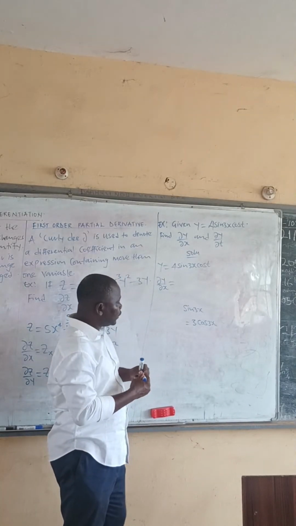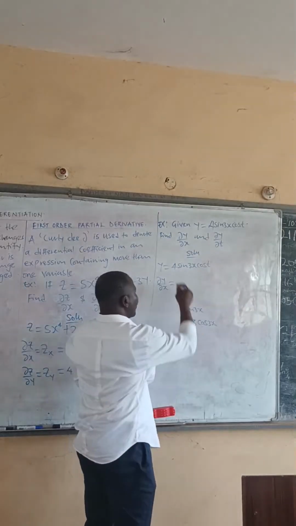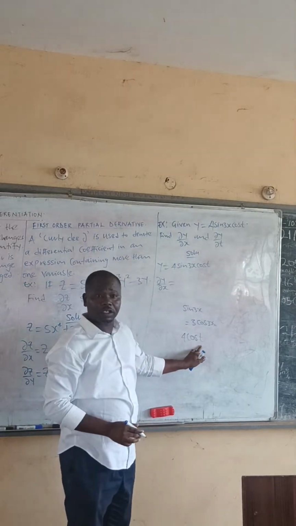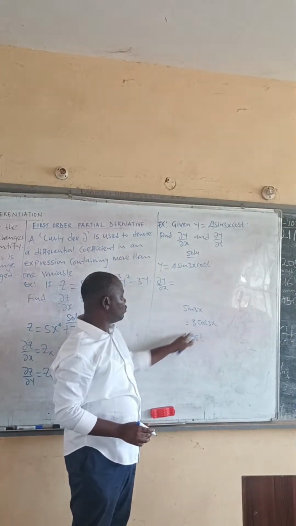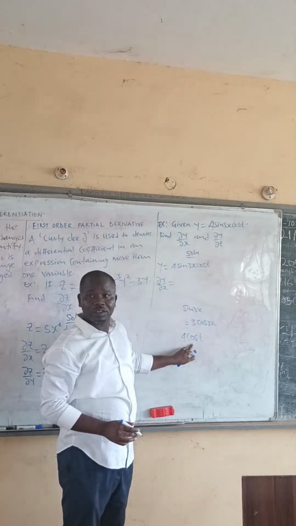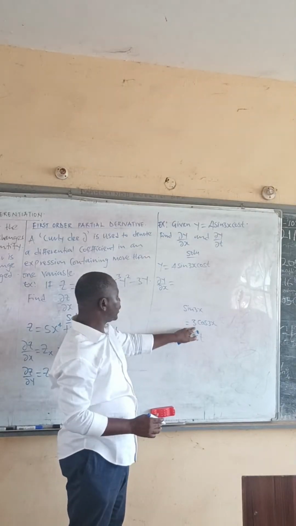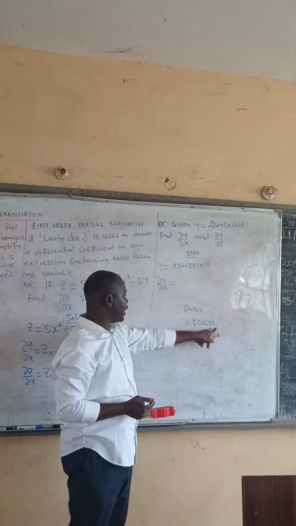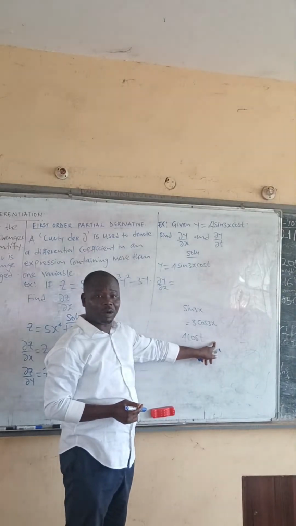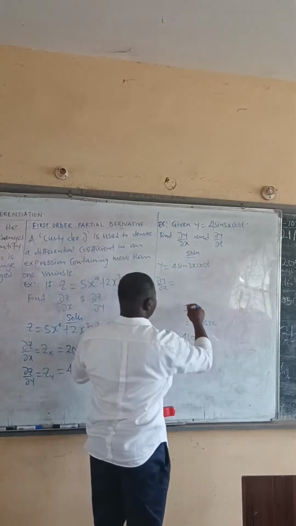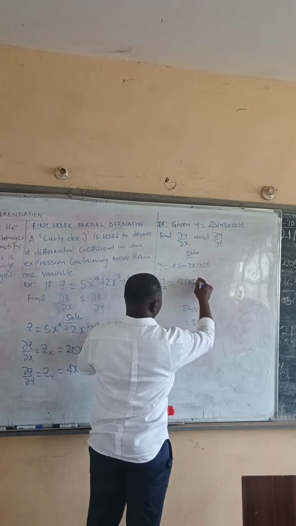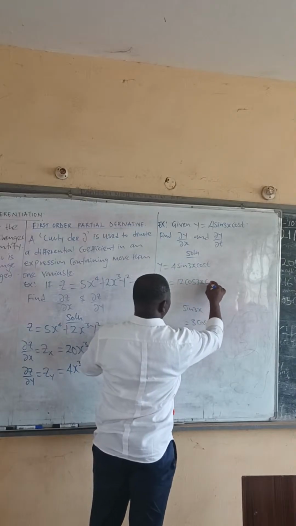So now, this is the answer, but we are left with 4 cos t, so we need to use this to multiply this. Do you agree with me? Yes, sir. It means 3 times 4 is 12, so cos 3x times cos t. So the answer will now be 12 cos 3x cos t.